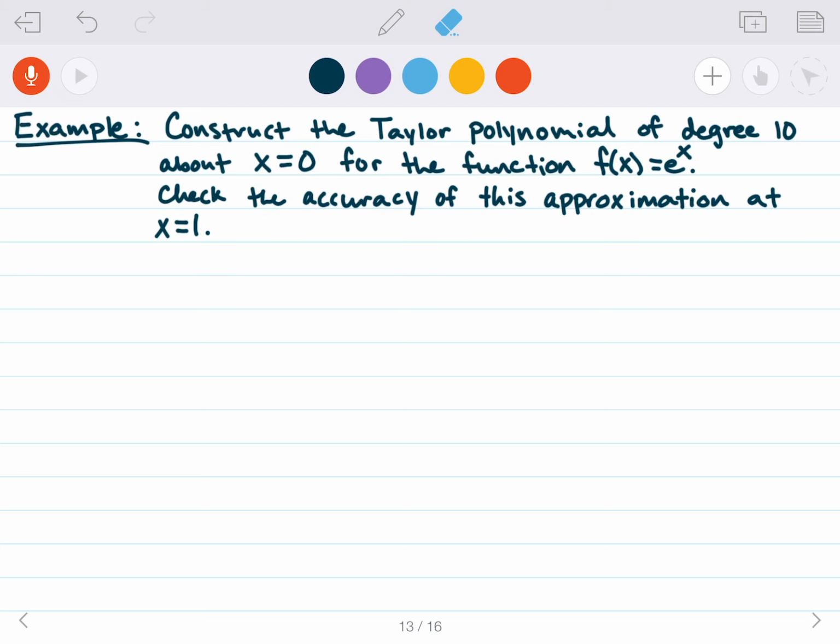Let's do another example here. Okay, construct the Taylor polynomial of degree 10. Now you might think, oh my God, Sarah, you're really going to do this degree 10? Yeah, I am, because e to the x is so nice. The derivative is always e to the x, so it's not going to be as crazy as we think it's going to be. Okay, so we want to check the accuracy at x equals 1. Okay, so we're trying to approximate e to the x with a Taylor polynomial.